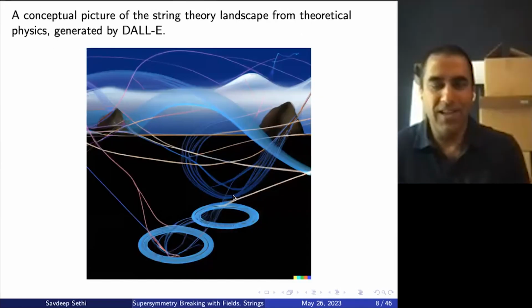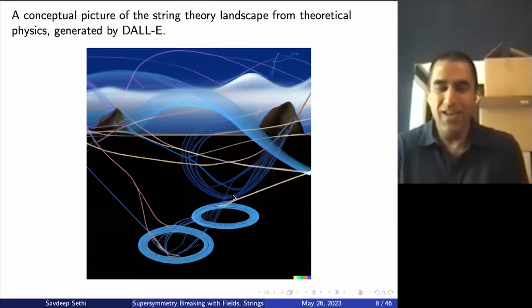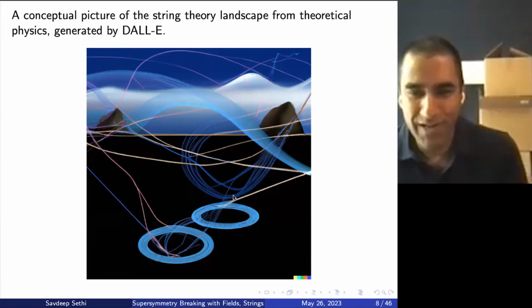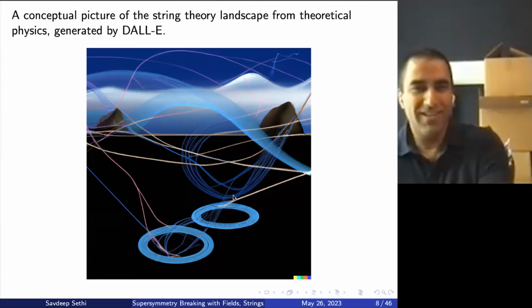And I asked DALL-E, just to get some AI input, to draw a picture of the string theory landscape, and it gave me this surreal picture, which I kind of like.